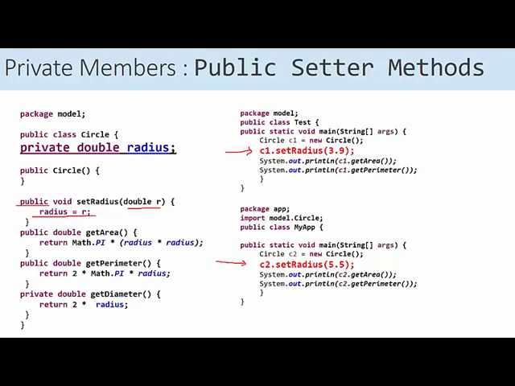Inside your set method, you would do the validation logic depending on your example. So here we're going to prevent the user from setting any negative value for the radius. Let's do this in the code.